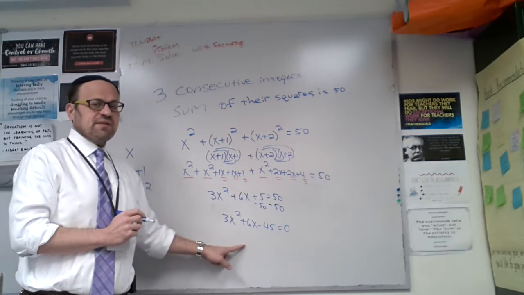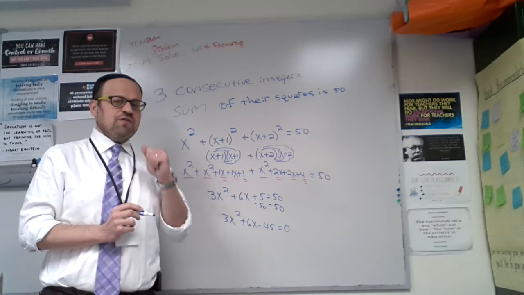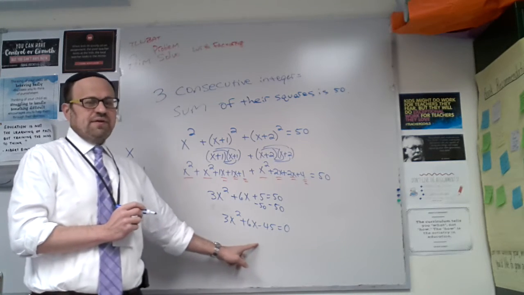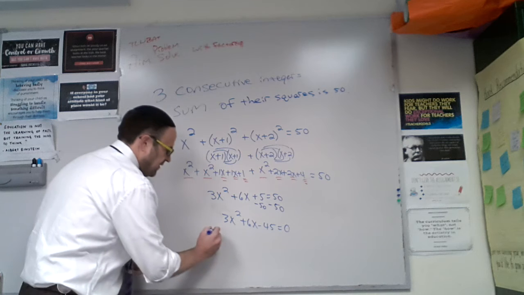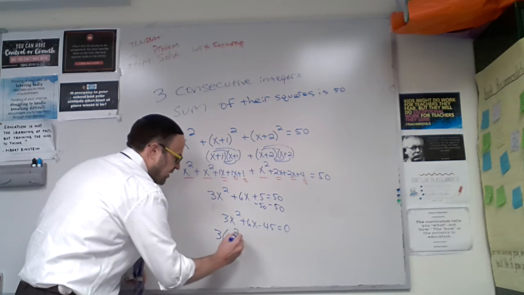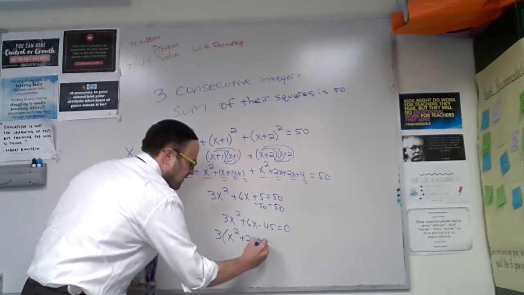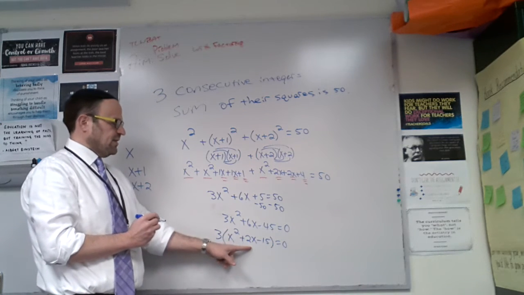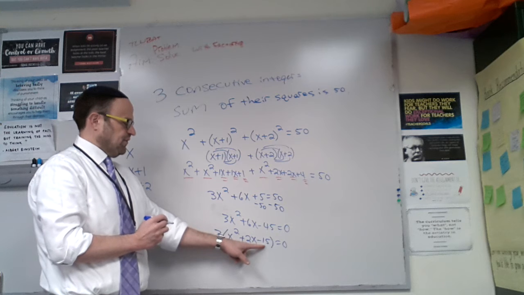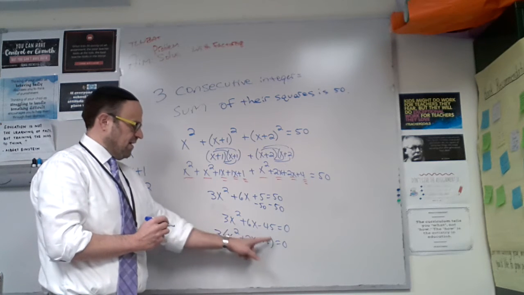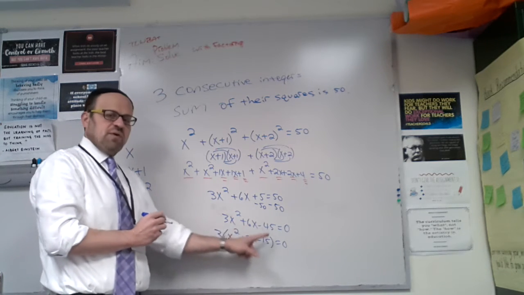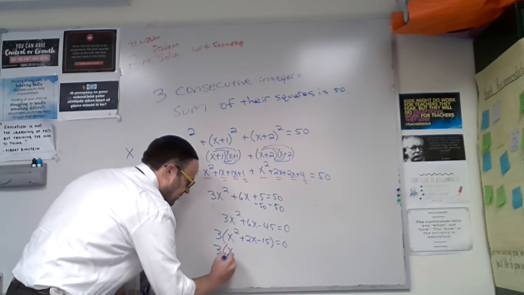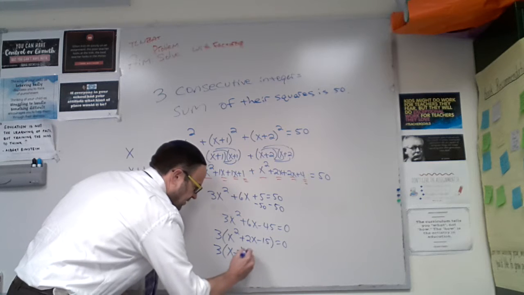We need to solve this. What are we looking for first? Always our first bet, is there anything common to all 3? And there is. They're all multiples of 3. Pull out that 3. The 6x becomes a 2x. The 45 becomes a 15. Now we have a pretty straightforward x squared plus 2x minus 15, which we know how to factor.